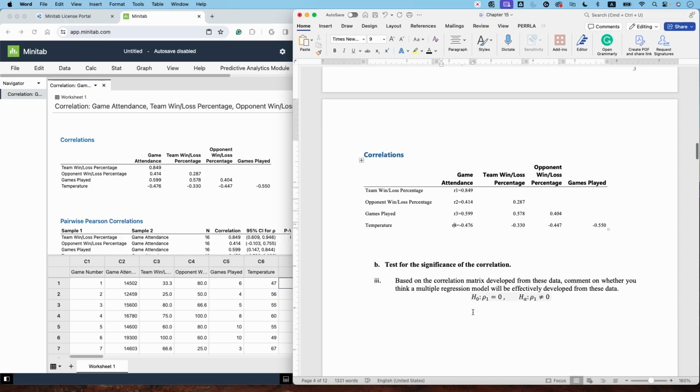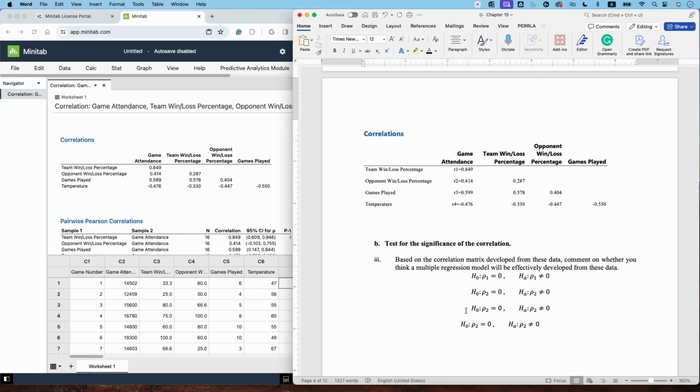So what you have to do is build all of these hypotheses. The correlation is 0 between the team winning-loss percentage and the game attendance, or it's not 0, or I mean, it's significant or not significant, right? The same is applicable for rho 2 and rho 3 and rho 4. So we have to have all of them, right? We have to have all of these hypotheses because we have to study the significance.